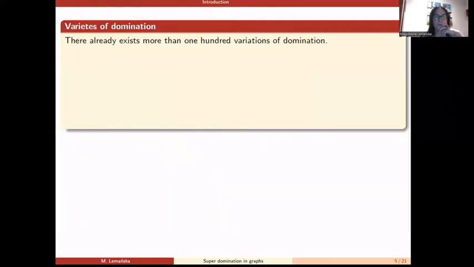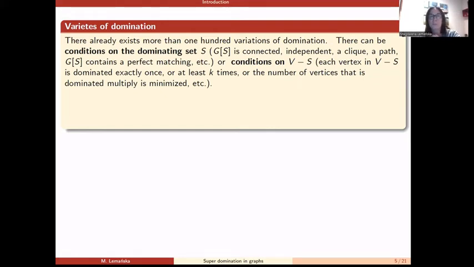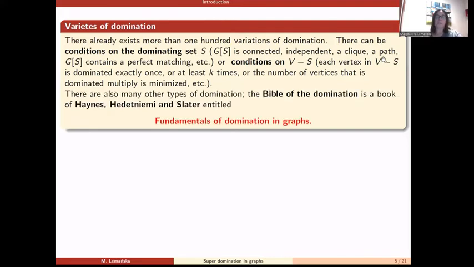I must also mention that we have lots of kinds of domination. We have varieties of domination. Now there exist more than 100 variations of domination. What does it mean, variation of domination? In these variations, we require a set of vertices to be a dominating set, but also to have some additional property, so that we give some conditions on the dominating set. For example, the subgraph induced by this set can be connected or independent, and so on. Or we can put some conditions on the complement of this set. In this way, we can obtain variations of the classical domination problem.